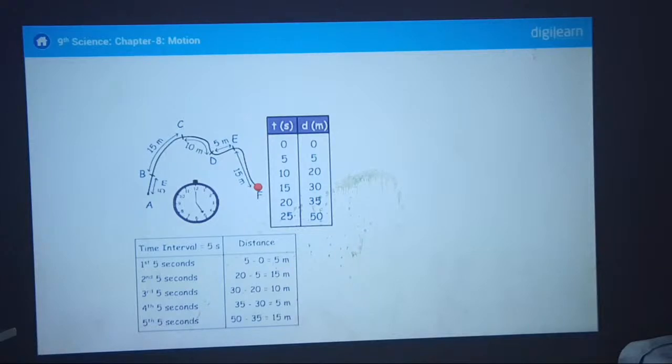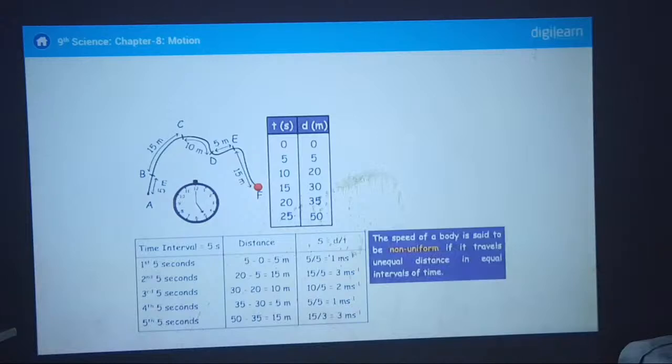See that distance travelled in various equal intervals of time are not the same. As a result, speed of the body varies from one interval to the other. For the first time interval, it is 1 meter per second. Similarly, for successive time intervals, it is 3 meters per second, 2 meters per second, 1 meter per second and 3 meters per second. Note that speed is not constant. It varies with the interval, and the body is said to be moving with non-uniform speed.